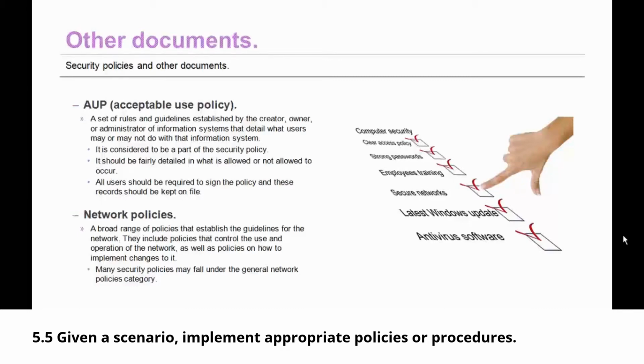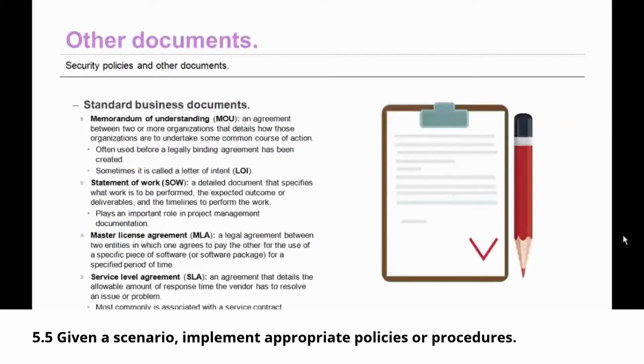Then there are network policy documents. There are a broad range of policies that establish the guidelines for the network. They include policies that control the use and operation of the network, as well as policies on how to implement changes to it. Many security policies fall under the general network policies category. There are some standard business documents that you should be familiar with.